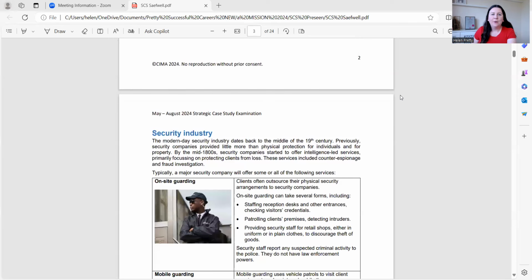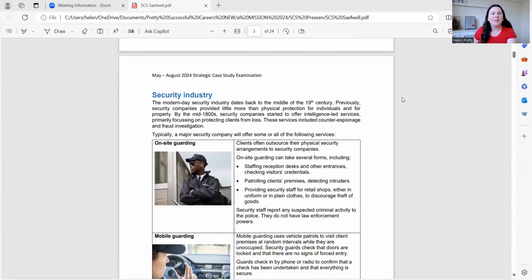On page three, we're talking about the industry and a little bit of an introduction to the security industry. The modern day security industry dates back to the middle of the 19th century. Previously, security companies provided little more than physical protection for individuals and for property. By the mid-1800s, security companies started to offer intelligence-led services, primarily focused on protecting clients from loss. These services included counter-espionage and fraud investigation.